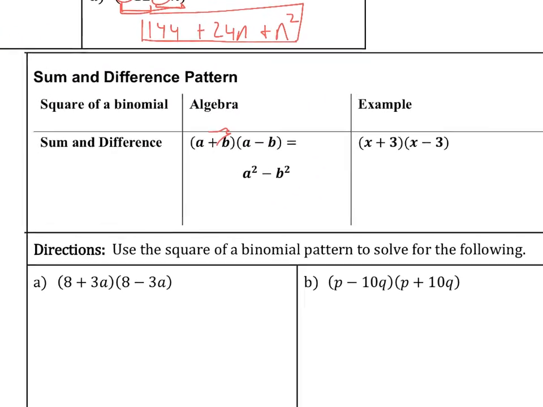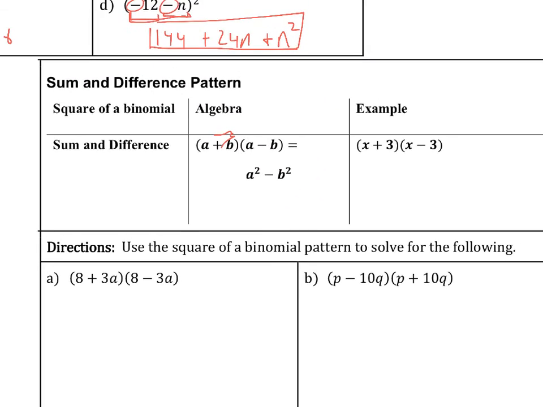Okay? One more pattern we saw in class was this difference of two squares, or this calls it a sum and difference here on the handout. And so when we multiply these, we get a times a is a squared. a times b was minus ab. b times a is a positive ab. And b times negative b is negative b squared. These middle ones cancel out, and we're left with a squared minus b squared.